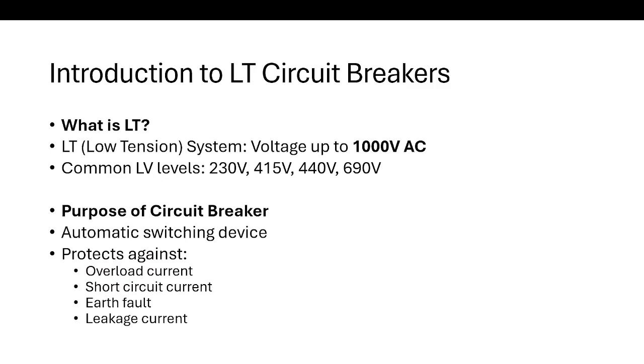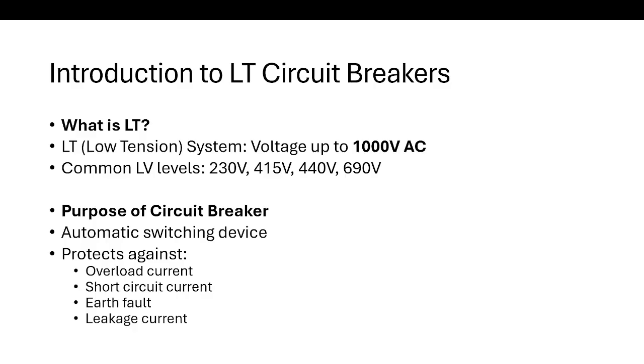So what is LT? Low tension system voltage up to 1000 volt of AC is termed as LT. Common voltage levels are 230 volt, 415, 440 and 690. In India generally we deal with 230, and either 415 or 440. This is plus minus 6%.